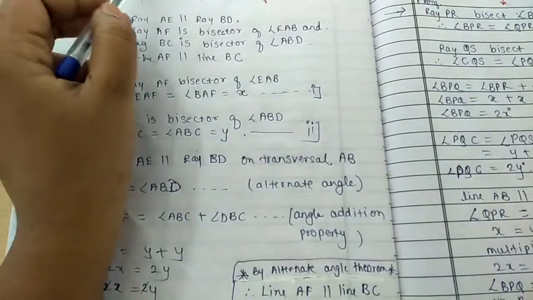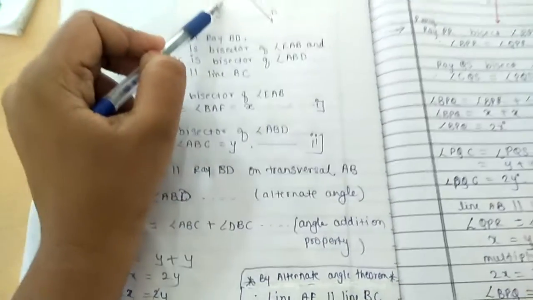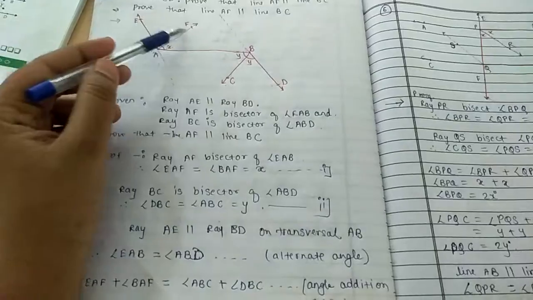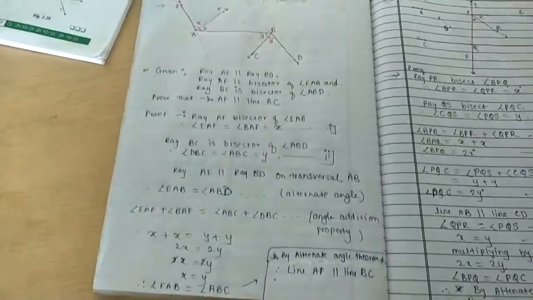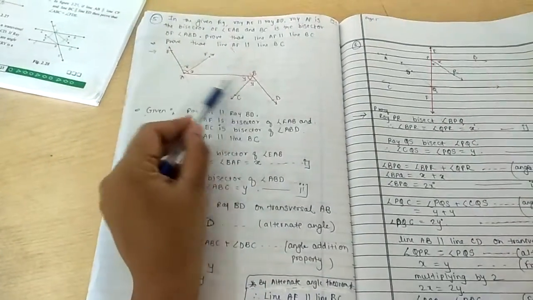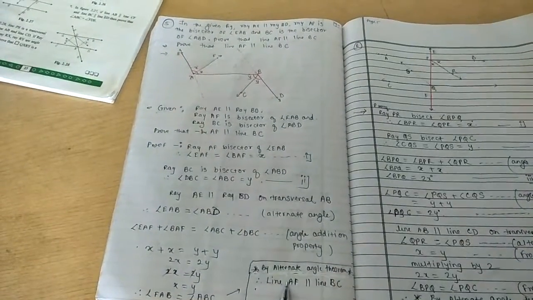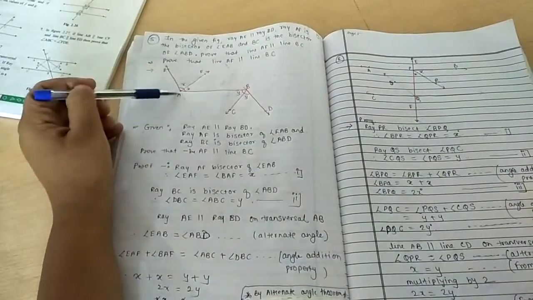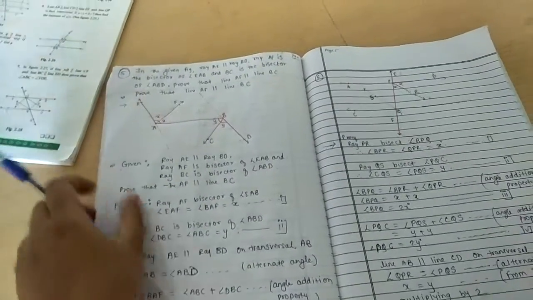So it means FAB and ABC, these two angles are also congruent angles. Understood? So they are congruent, which means they are nothing but alternate angles. So therefore by alternate angles theorem, this line AF is parallel to line BC. Understood everyone? Why did the lines come out parallel?